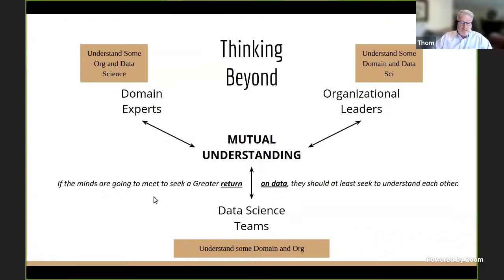So if the minds are going to meet to seek a greater return on data, they should at least seek to understand each other. Now that's a burden on all three of these groups. The organizational leaders need to appreciate what their domain experts and data scientists can bring them, and vice versa for the data science and domain experts. But ultimately, the domain experts and the data scientists should be serving the goals of the organization, and those goals should be informed by data and domain expertise.